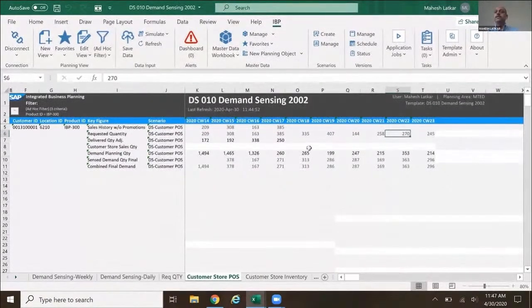So what it does is it reads this requested quantity in future, and it also tries to read the pattern from the past and compares it with this downstream signal, customer point of sales, with requested quantity and comes up with this number. If you take a total, for example, it's 1659 for these few buckets, and it is giving output of 1714, which is a little higher because of your open sales in the near future, and you can also expect some more demand.